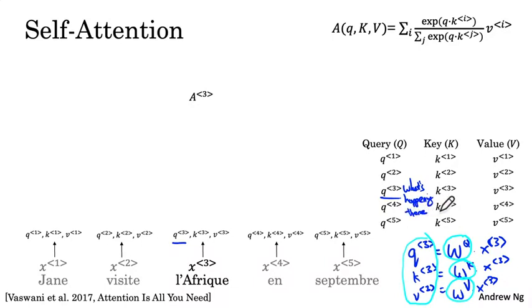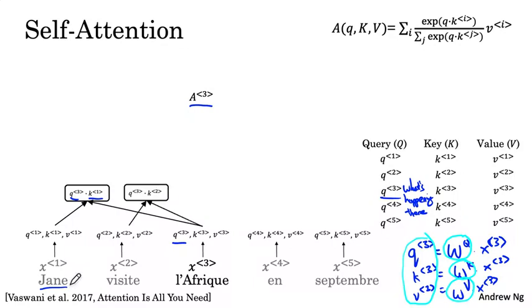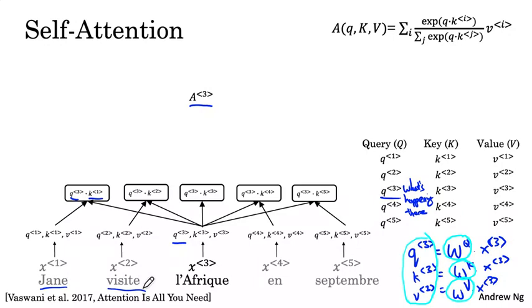So Africa, L'Afrique, is a destination. So you might want to know, when computing A3, what's happening there? What we're going to do is compute the inner product between Q3 and K1, between query 3 and key 1. And this will tell us how good an answer word 1 is to the question of what's happening in Africa. And then we compute the inner product between Q3 and K2. And this is intended to tell us how good an answer Visit is to the question of what's happening in Africa, and so on for the other words in the sequence.